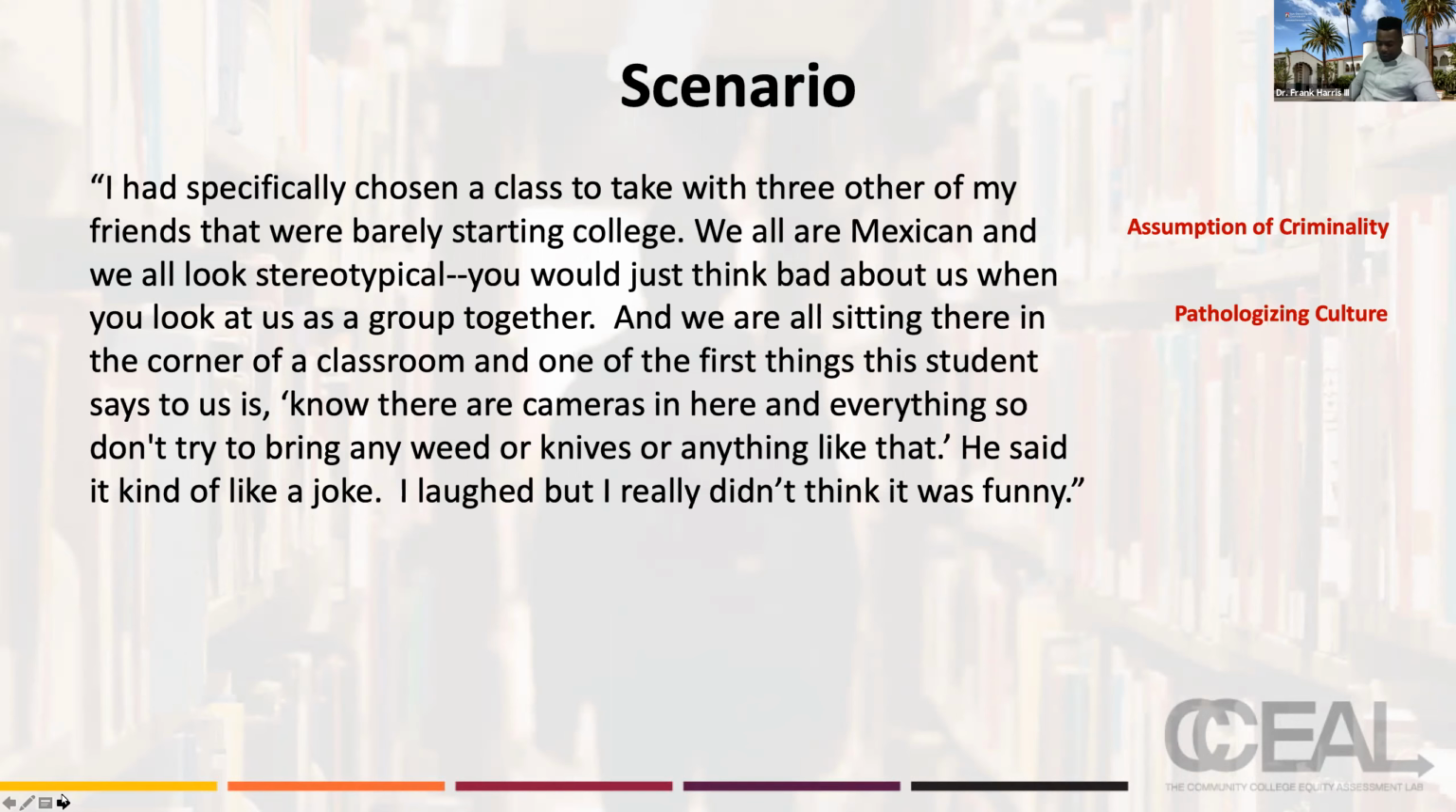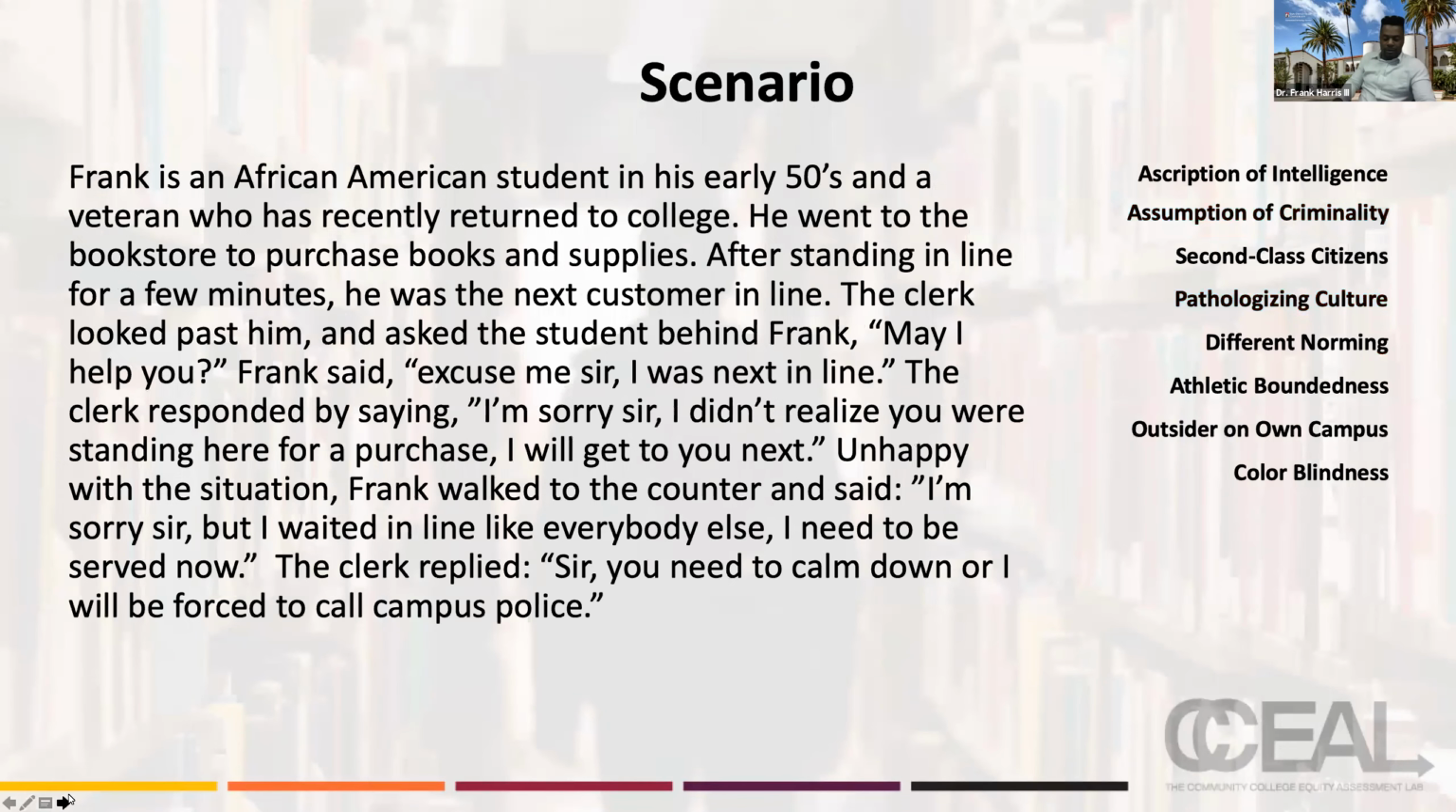The second one, though, is we could easily make a case for pathologizing culture based on the assumption that Latino men come from high crime communities and are therefore likely to be engaged in a type of behavior that would warrant surveillance. I also see second-class citizen and outsider on campus. Again, both of those talk about how people of color don't belong in academic spaces. I can see why we could easily make a case for both of those. Okay, let's do one more. Let's do two more, actually.